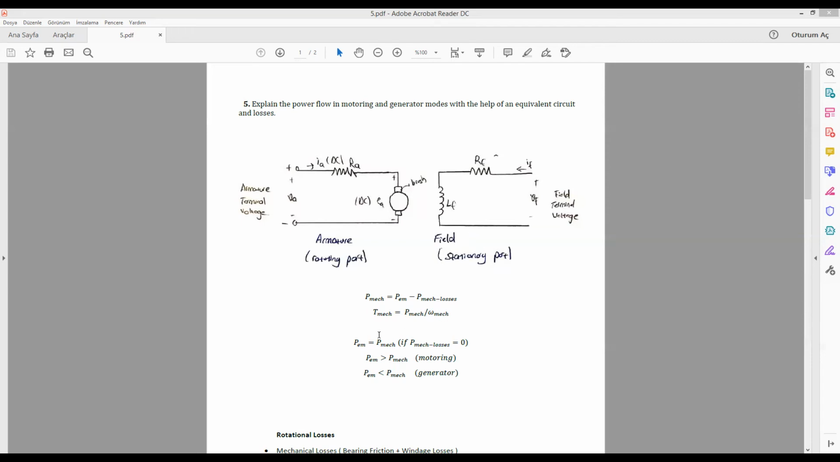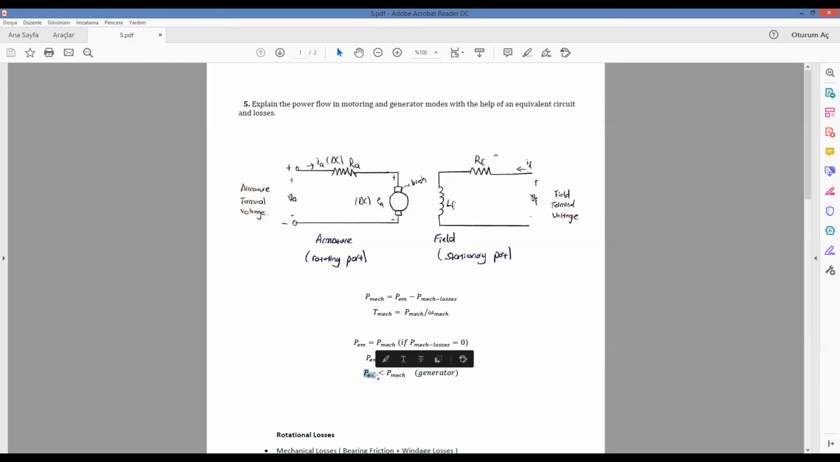We have three cases. Firstly, we have the ideal case. In the real world, it's impossible. PEM is equal to P mechanical if mechanical losses are zero, so that is impossible. In the second case, electromagnetic power is greater than P mechanical. Therefore, our system operates in motoring mode. On the other hand, if P mechanical is greater than electromagnetic power, the system operates in generator mode.